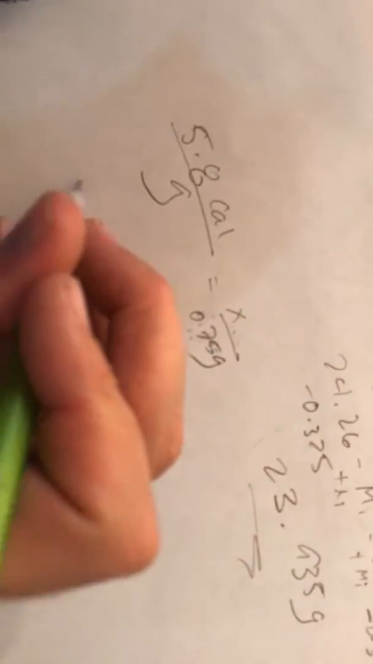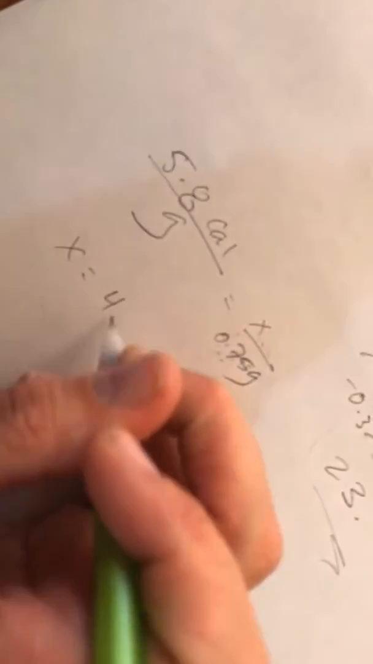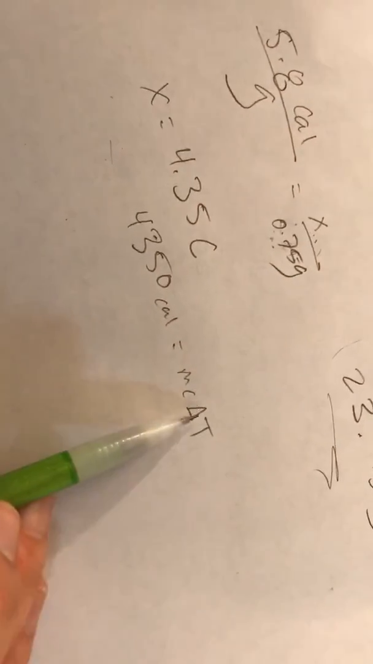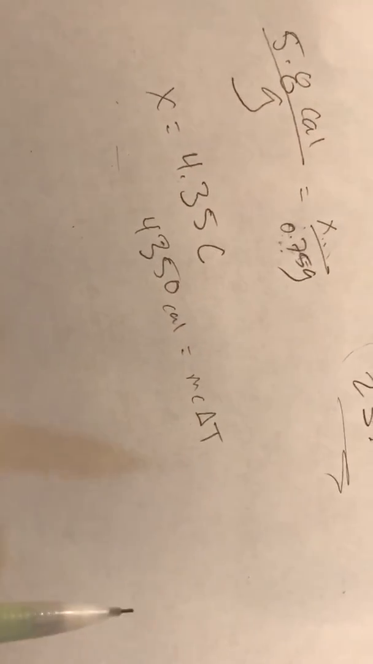Okay, so we cross multiply. You find out that if you had done this problem correctly in the lab originally and you hadn't forgotten to put your final temperature, you would have gotten q was 4.35, or 0.4350 calories equals MC delta T, and then you just solve the rest of the problem looking for delta, or sorry, T final, which is what you're looking for here.